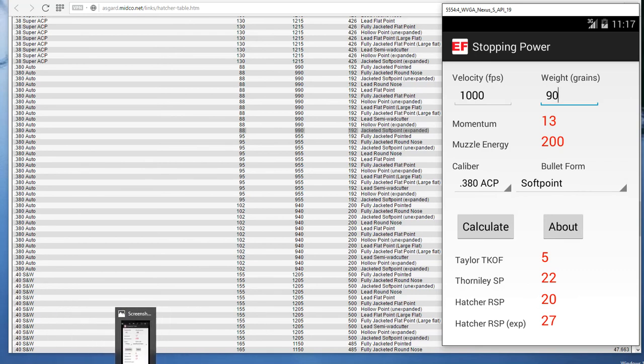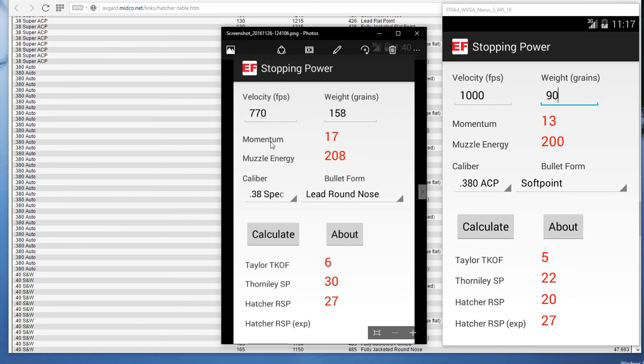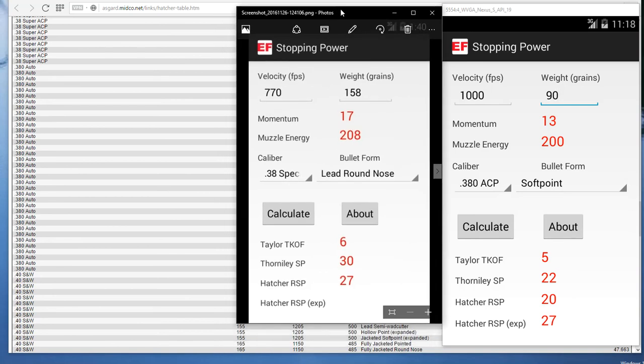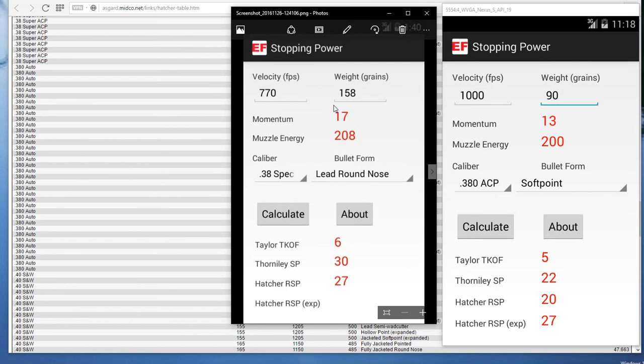So, with a modern 380 load, comparing it to, say, classical 38 load, we notice that basically it's close to it in muzzle energy and equivalent to it in Hatcher stopping power when you compare the expanded value of the 380 to the unexpanded value of the 38. Now, while the classical 38 load has been routinely criticized, I think this does demonstrate that the 380 should not be lumped in with 22s and 25 automatics in defensive capability.